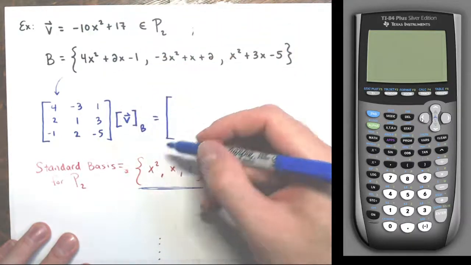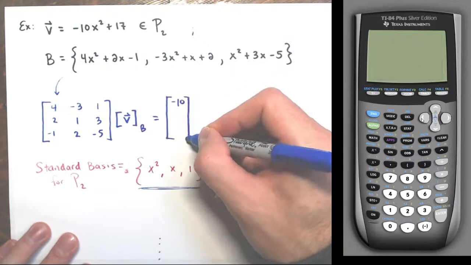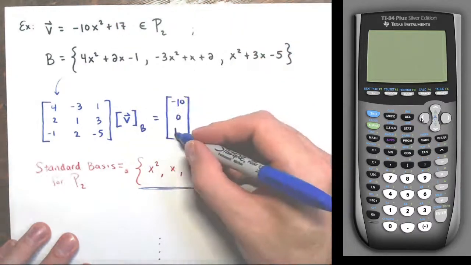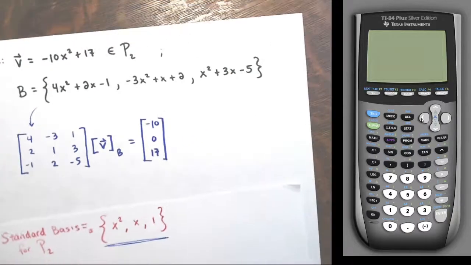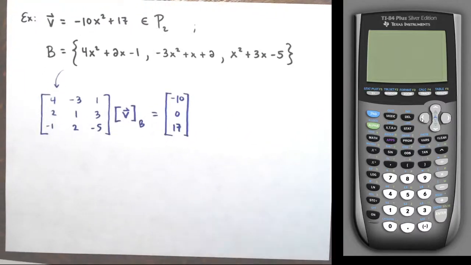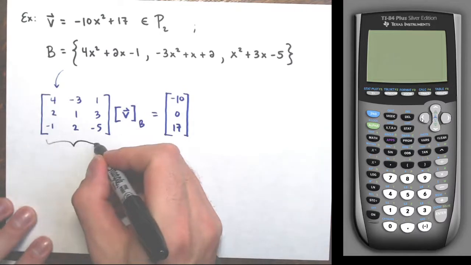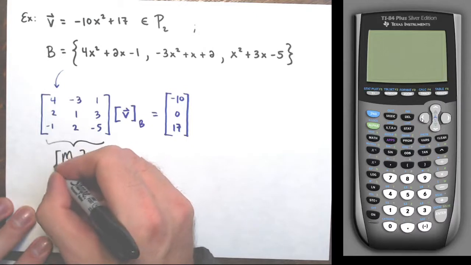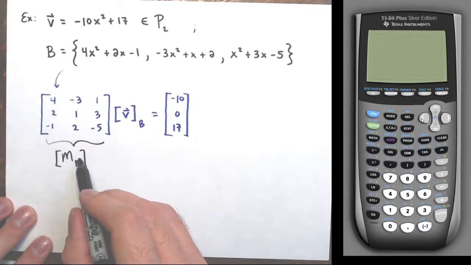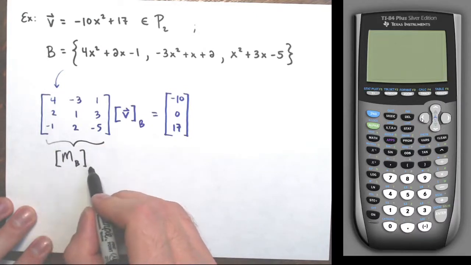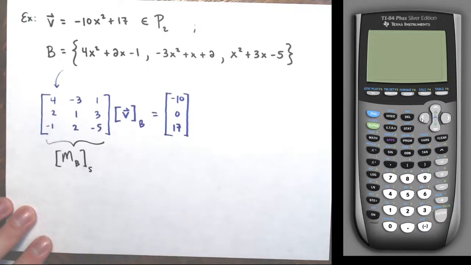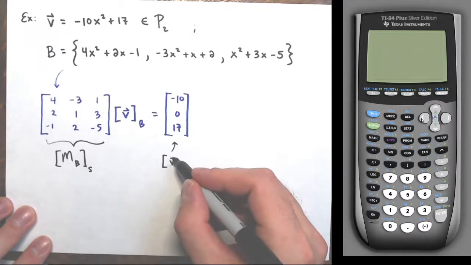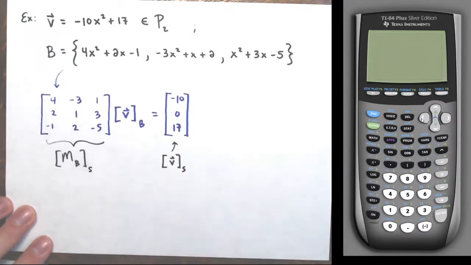So it's negative 10 of this x squared, 0 of the x to the first, and then 17 of the 1. All right, so I'm going to write that same notation I had up earlier, where again I'm calling this m, taking the vectors from basis B, making a matrix out of them, but I'm taking the coordinate vectors of basis B with respect to the standard basis S. So let's use S for standard basis. And then over here, this is the coordinates of vector v with respect to the standard basis.